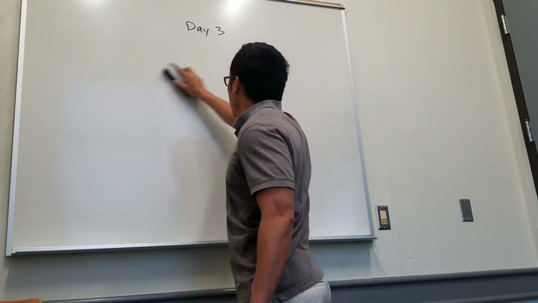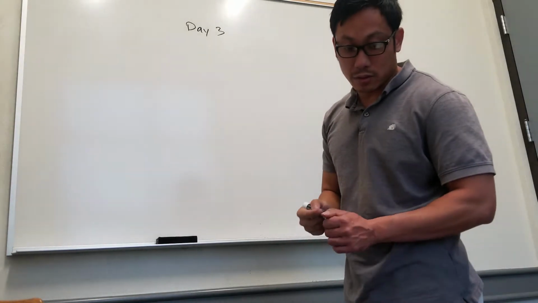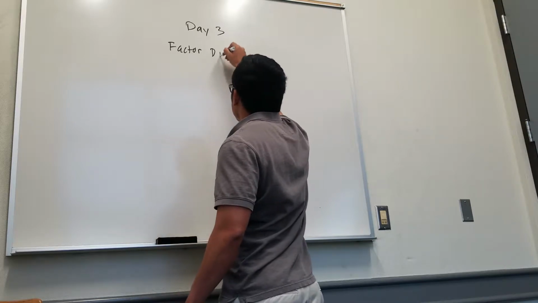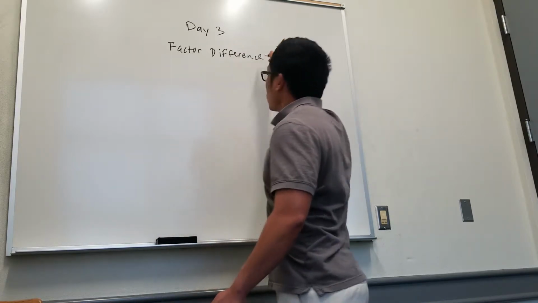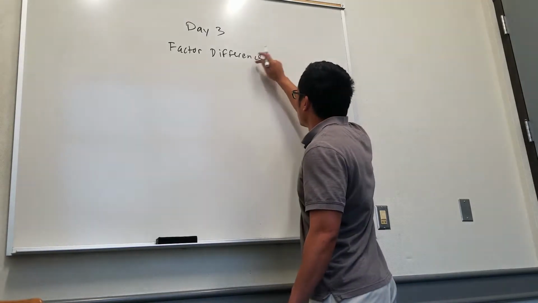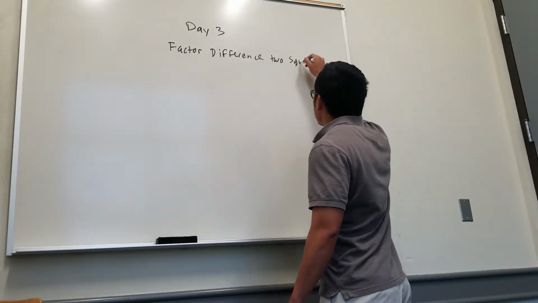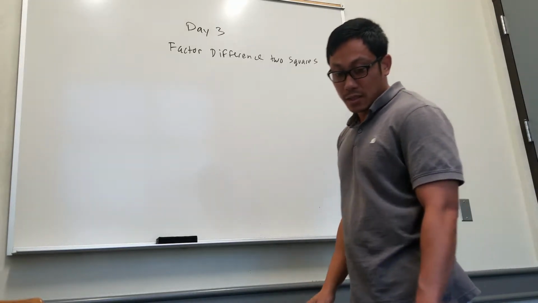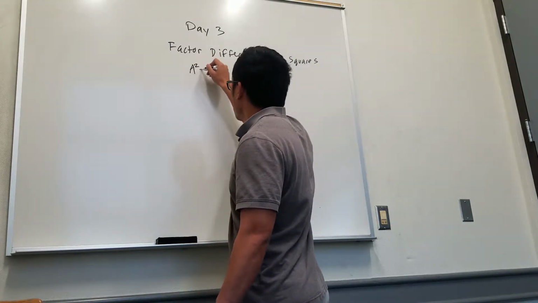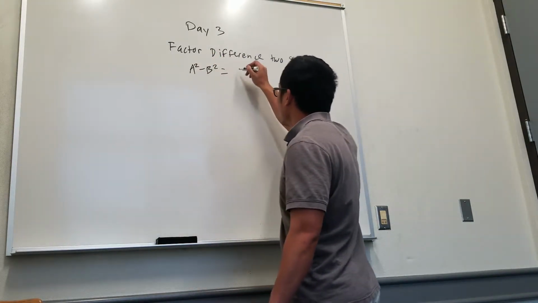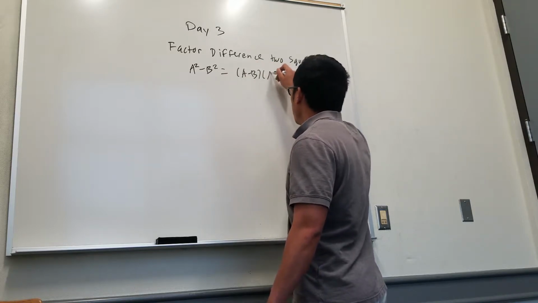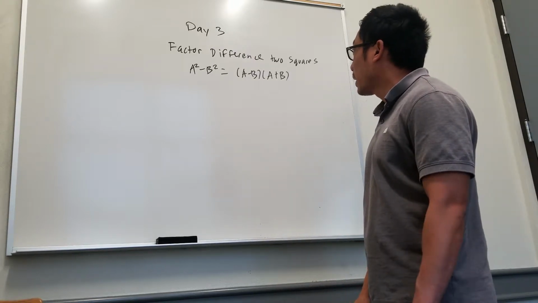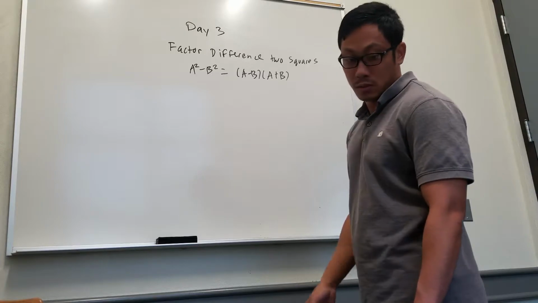So let's do the next thing we're going to be doing. We're going to be doing factors of difference of 2 squares. Difference of 2 squares. So we know this formula, a squared minus b squared is equal to what? Difference of 2 squares, a minus b, a plus b, right? So applying this formula, we're going to do some problems.